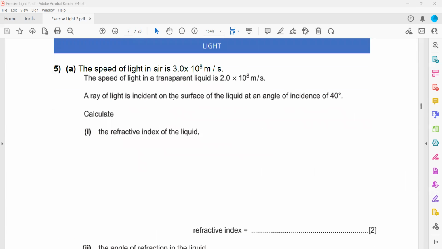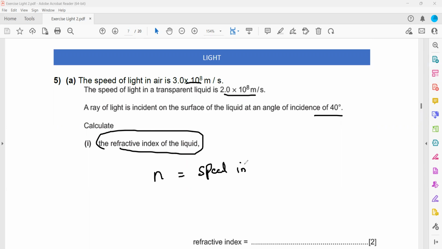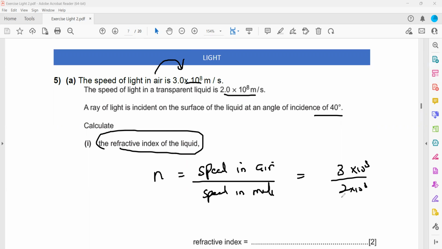The next question: the speed of light is 3 into 10 to the power 8 in air, and the speed of light in a transparent liquid is 2 into 10 to the power 8. The angle of incidence is 40. First, we need the refractive index. We have the speeds. What's the formula for refractive index? Speed of light in air or vacuum over speed of light in medium. The speed of light in air is approximately the same as in vacuum. So this will be 3 into 10 power 8 divided by 2 into 10 power 8. When you divide the two speeds, it will be 1.5 without any unit.